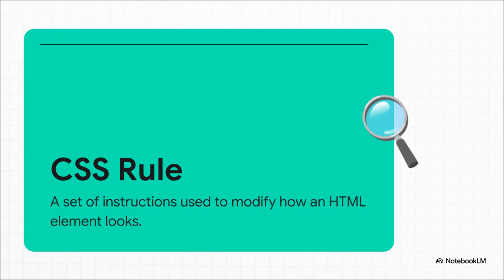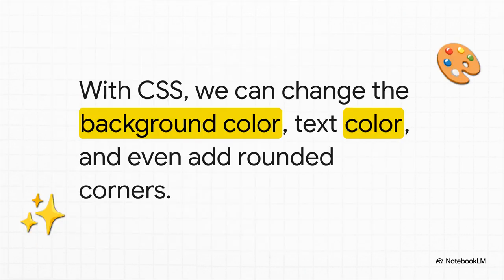So to give it a makeover, we use something called a CSS rule. And a rule is, well, it's exactly what it sounds like. It's a set of instructions. We basically point to an HTML element, like our button, and give the browser a little to-do list of styling commands to run on it. And with just a few of those instructions, check this out. We can completely transform that plain button. We can give it a cool background color, make the text white so it pops, and even add those nice soft rounded corners. That is the incredible power of CSS. You're taking the exact same HTML structure and just making it look amazing.